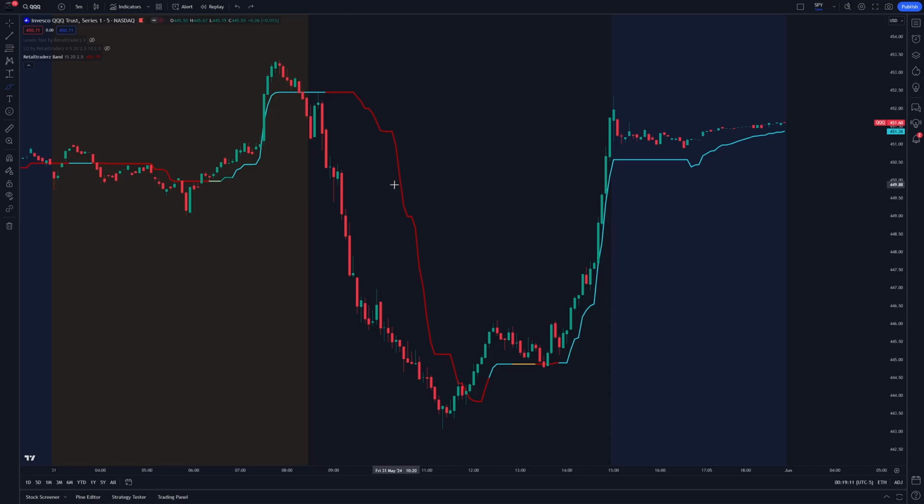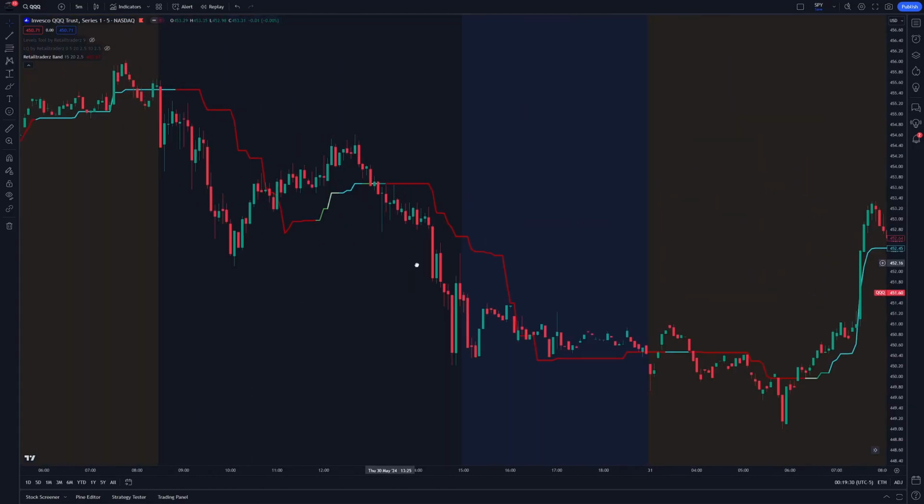Something else that is of note, we see price in a downtrend, and we see the band moving down. However, something that you can notice, when the band moves beneath the price here, and the price is moving up, we can see that is the start of an uptrend. That's just something to note. Let's move on to another day.